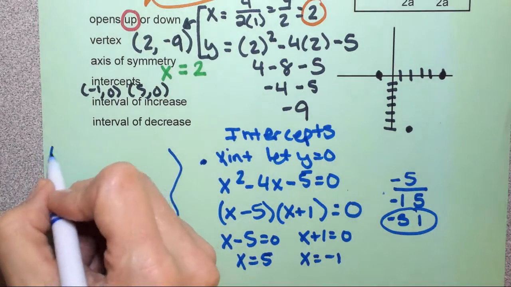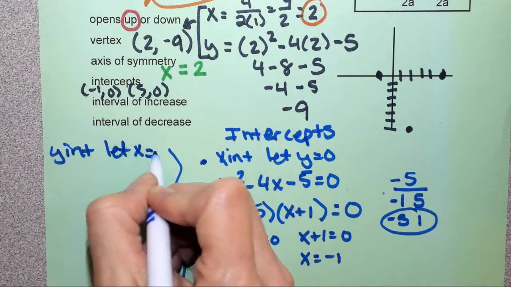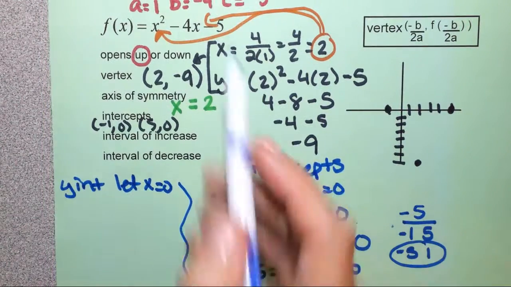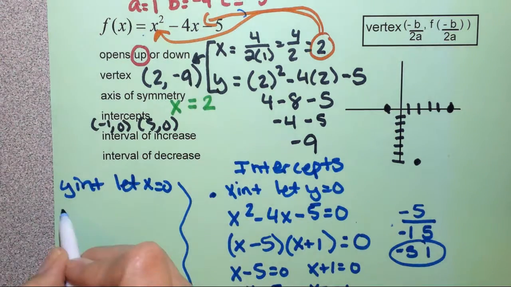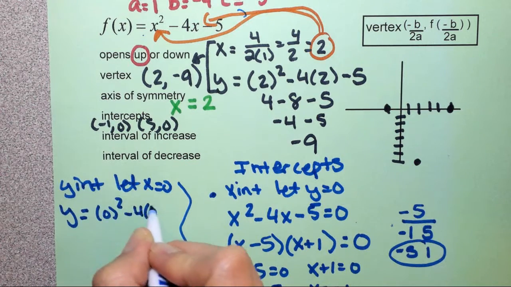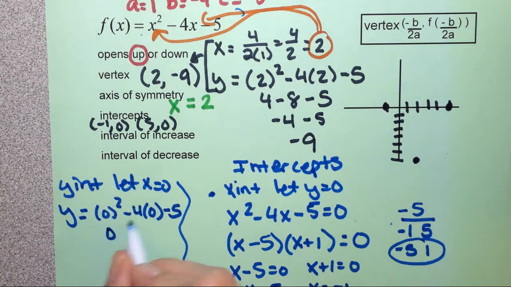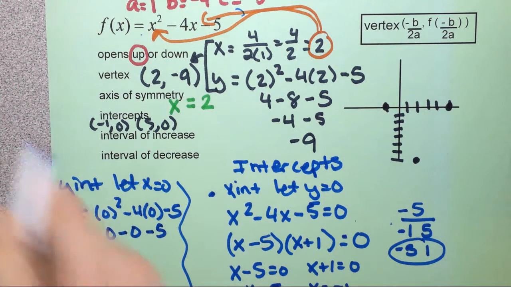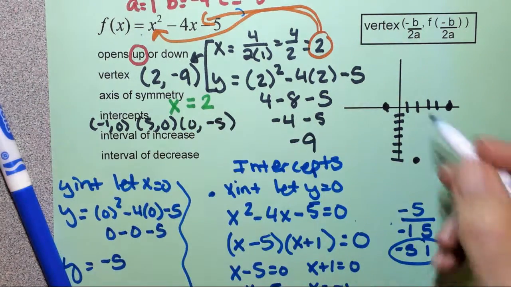Now I'm going to go find the y-intercept. When you find the y-intercept, we let x equal 0 and solve. So go back to my original equation, and everywhere there's an x, I'm going to put zeros. So y equals 0 squared minus 4 times 0 minus 5. 0 squared is 0. 4 times 0 is 0. 0 minus 5 is negative 5. So my y-intercept is at (0, negative 5).